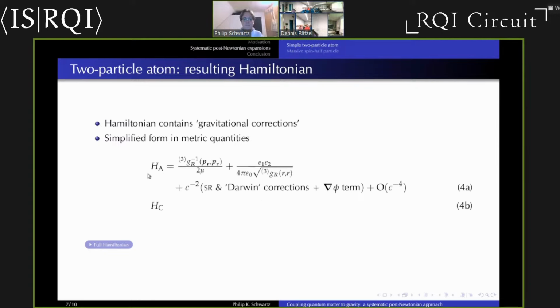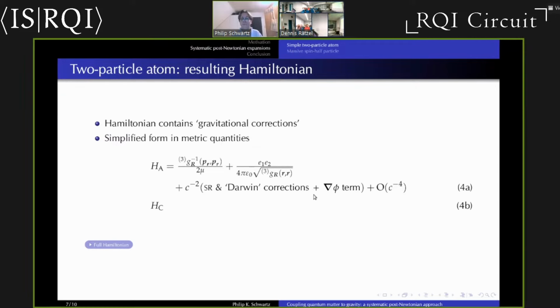Because then, if we do this, the internal atomic Hamiltonian looks like that. We have the physical spacetime metric. We use this to compute the square of the relative momentum. So that's just the usual kinetic term, p squared over 2 reduced mass, but computed with the physical spacetime metric. And we have a Coulomb term with the physical distance of the two particles. And then on top of that, we get 1 over c squared special relativistic corrections and Darwin corrections, which come from the first order magnetic field, because the particles are moving. And then we get some term with the derivative of the Newtonian potential, and that's it to this order. So everything we would expect, expressed in terms of the metric, and some correction terms.